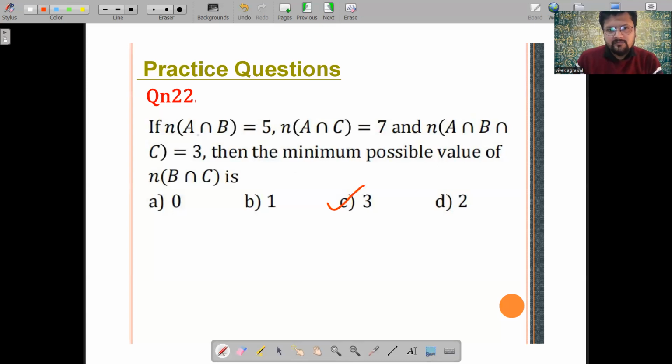Why? Because we have A intersection B as 5, A intersection C as 7, and it is asking about B intersection C. So we can have elements which are common to all of them, and the minimum number of elements common to all of them is 3 itself, not more than 3. Because 3 elements are common to A, B, and C, all three of them, obviously B intersection C should also be 3, not more than 3.